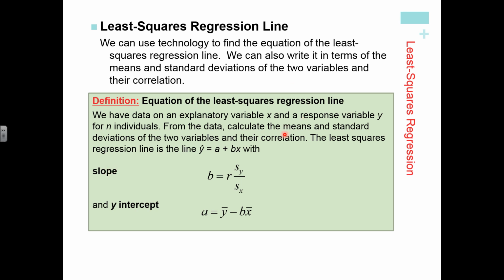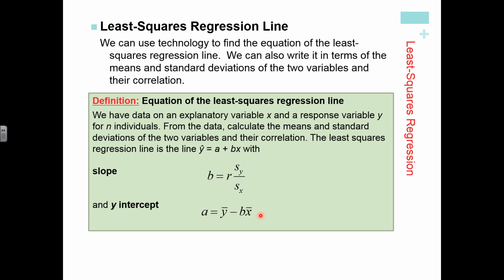line using this formula. We can still figure out the slope as long as we have our correlation coefficient, which is our r, and the standard deviations of both of our variables. The slope is r times the standard deviation of our y variable, or response variable, over the standard deviation of our explanatory variable. And to find the y-intercept, we have a equals the mean of the y variable minus the slope that we just found times the mean of the x variable.